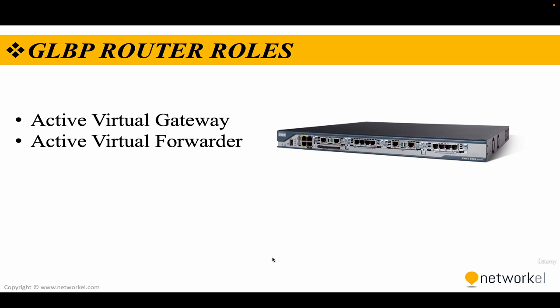So the active virtual forwarder actively participates in forwarding packets for different virtual MAC addresses assigned by the active virtual gateway. Each AVF maintains a forwarding table that maps virtual MAC addresses to physical MAC addresses of routers in the GLBP group, and multiple routers can be AVF within a single GLBP group, sharing the packet forwarding load.